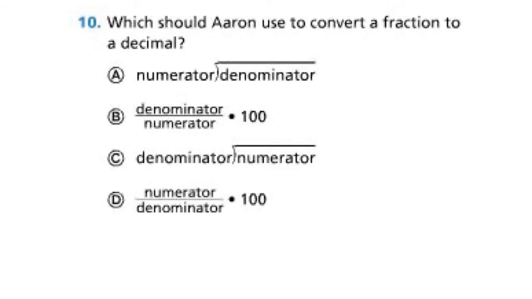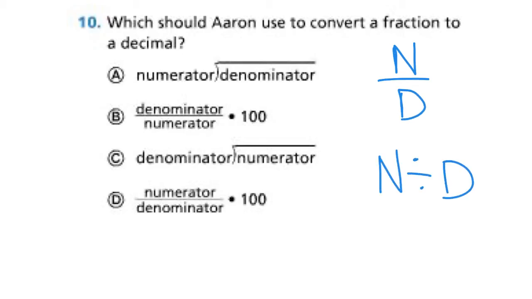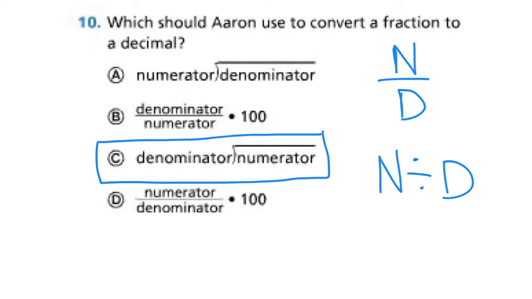Question 10. Which should Aaron use to convert a fraction to a decimal? Remember, a fraction has a numerator and a denominator. So we do numerator divided by denominator, but all of these are written with the fraction bar, so we would do C. Why would we not do D? We wouldn't do D because it multiplies it by 100.